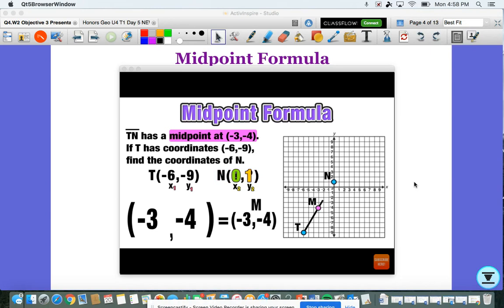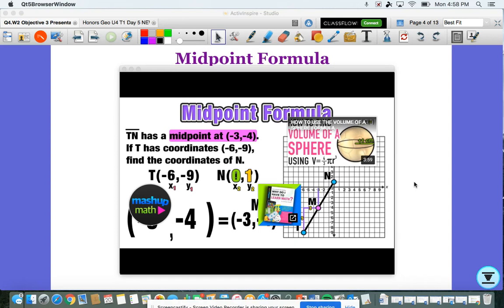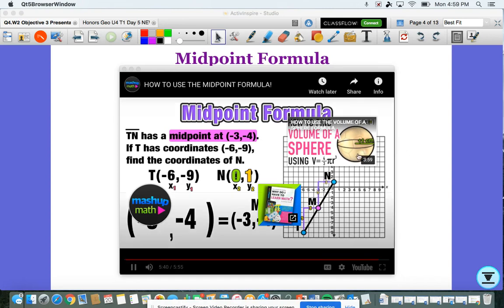Plotting this point allows us to construct the line segment TN with midpoint M at negative 3, negative 4. Now we'll finish up on a quick note on a visual method using slope. We notice here that the slope from endpoint T to the midpoint M is up 5 over 3. So if we repeat this slope from the midpoint going up 5 units and over to the right 3 units again, it will take us to our other endpoint N at 0, 1.